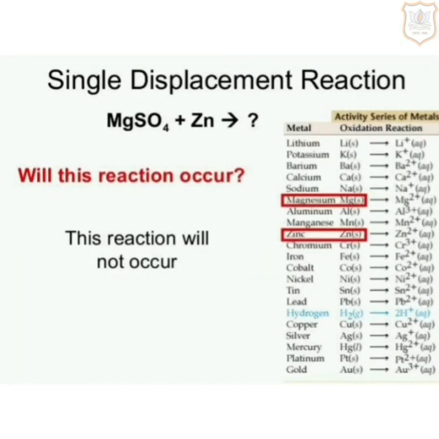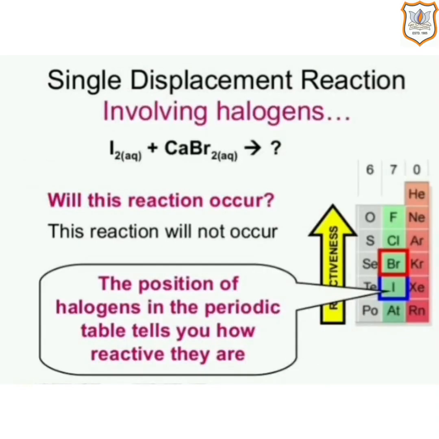Let's see which type of questions will come in an exam. So here an incomplete equation is given and the question is, will this reaction occur? And the answer is no, because magnesium is more reactive than zinc according to the activity series. Let's see another example. Here is a single displacement reaction involving halogens, and the question is, will this equation occur? No, because iodine is less reactive than bromine.